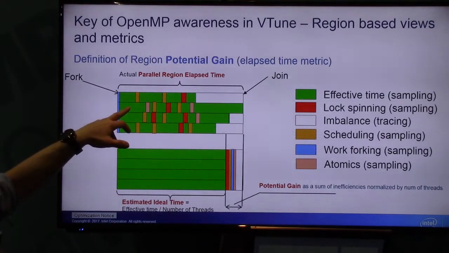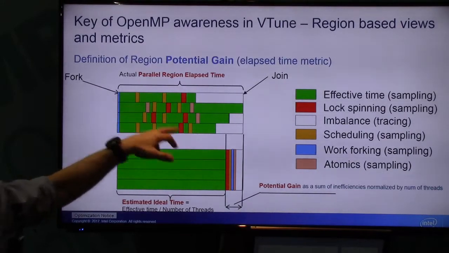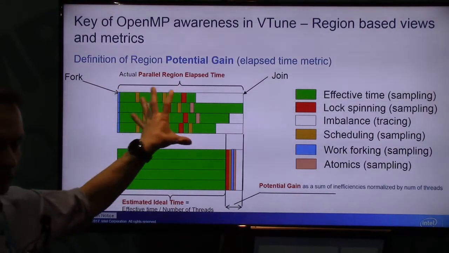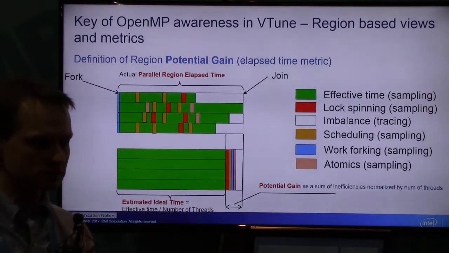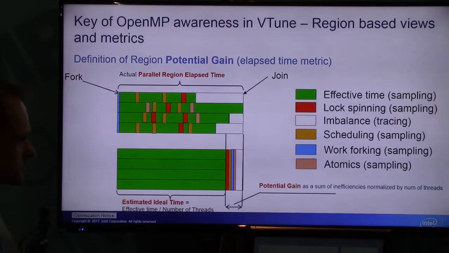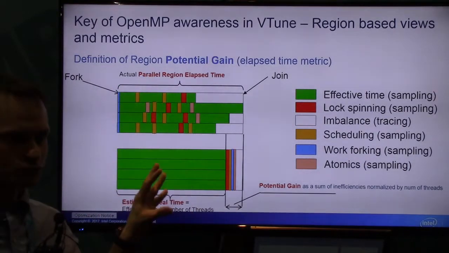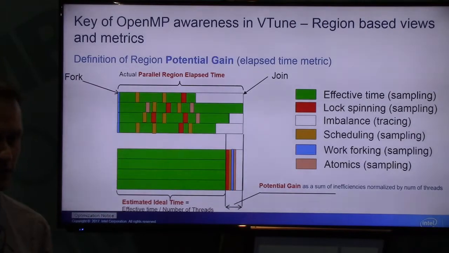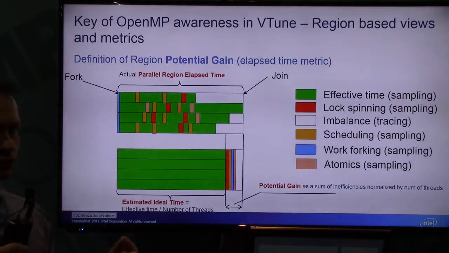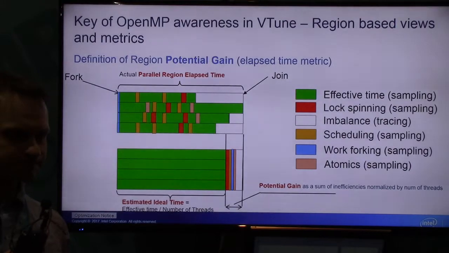You might have, for example, scheduling. If you do dynamic scheduling to eliminate imbalance, then scheduling is also not free. If you have a lot of small parallelization instances, like microsecond instances, you might have overhead for work forking for each instance. You might use atomic operations, which are lighter than critical sections, but they're not free. What we can do is calculate this and then normalize it by the number of threads to show the gain in terms of elapsed time.